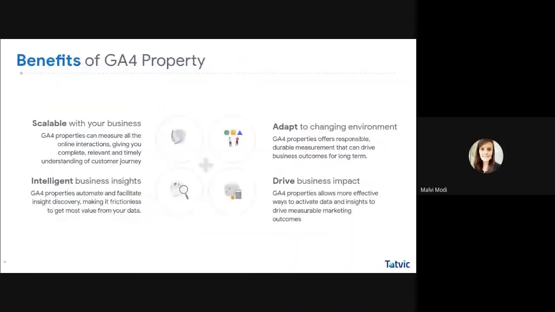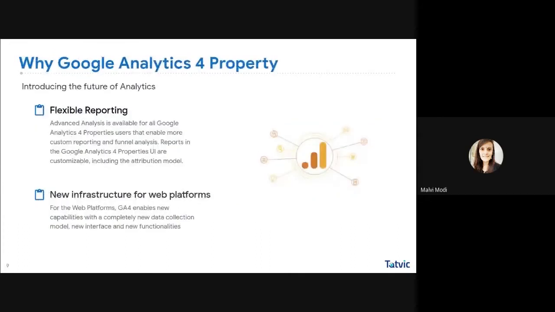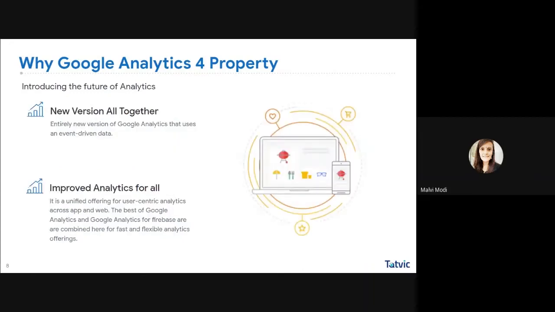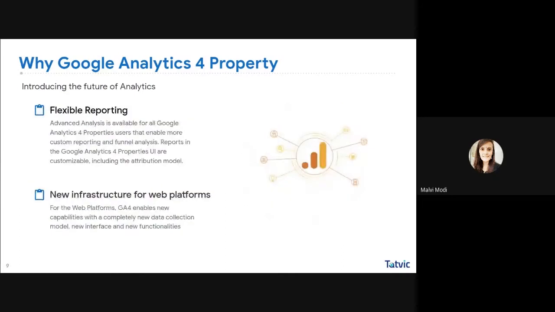Yeah. So coming on to the next introduction phase. GA4 has some advanced analysis, which is available for all GA4 properties, and it enables more custom reporting and funnel analysis as well. Right. Reports in the GA4 properties UI are customizable, including the attribution model. GA4 properties will also offer a much faster reporting interface and additional improvements to capabilities with real-time data, especially given its simpler data model and less reliance on processing. When there is less reliance on processing, it means that yes, it will give you a very quick offering of all the reports and ready-to-use insights as well.